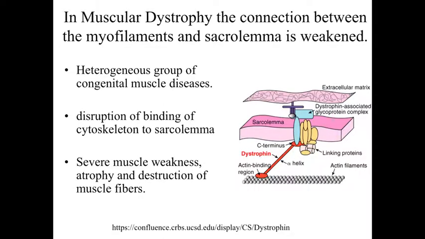So if we take a look at something like muscular dystrophy, what happens is the connection between the myofilaments and the sarcolemma, the plasma membrane, is going to be weakened. And so in essence, in muscular dystrophy, we have a variety of disorders where we disrupt that dystrophin molecule, that kind of reddish molecule on the cartoon to the right-hand side. And in doing that, we've essentially disrupted that connection between the myofilaments and the membrane so that we can have contraction occurring in the myofilaments, but it's not going to correspond to contraction of the muscle.